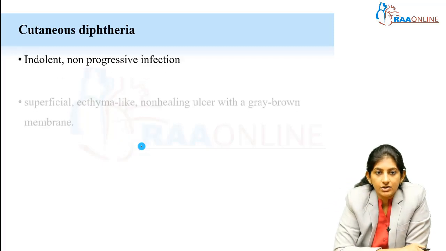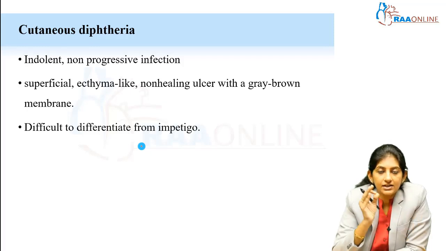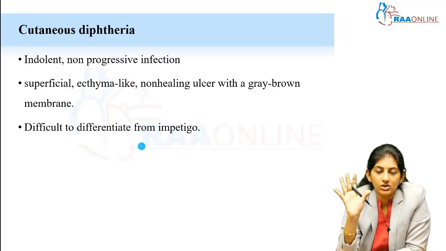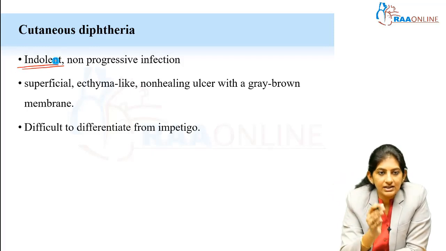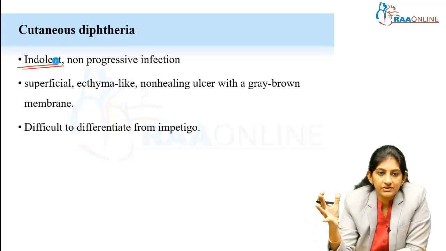Cutaneous diphtheria, we discussed some part previously, is an indolent infection. We don't know where exactly or when exactly the onset happened. It is going to be an indolent infection, but these individuals are going to spread it to others. So it's a non-progressive infection.